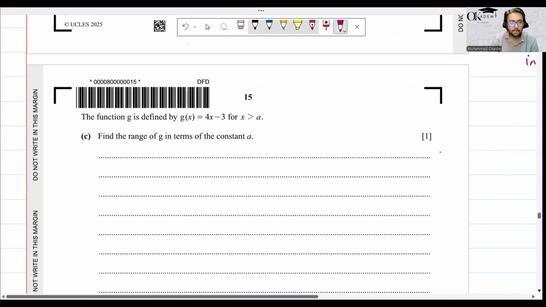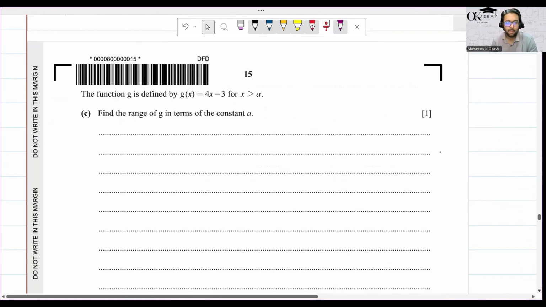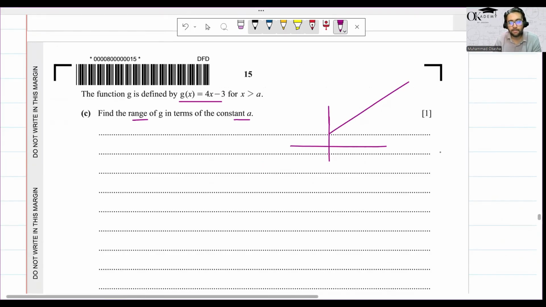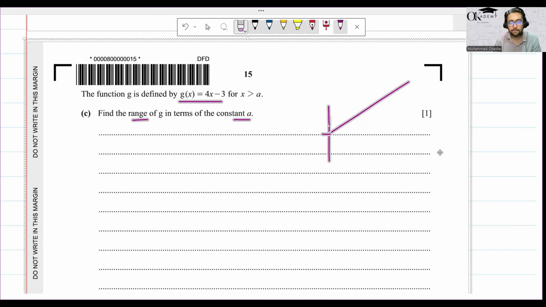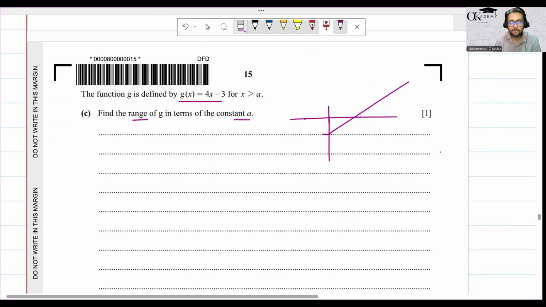Next, a function g is determined by g(x) equals 4x minus 3 for x greater than a. Find the range of g in terms of the constant a. So 4x minus 3, of course, we know that it's a line, which has a slope of 4 and it starts at -3. So let's say this is your x-axis and this is -3. This is a line that has a slope of 4 and that has a y-intercept of -3.